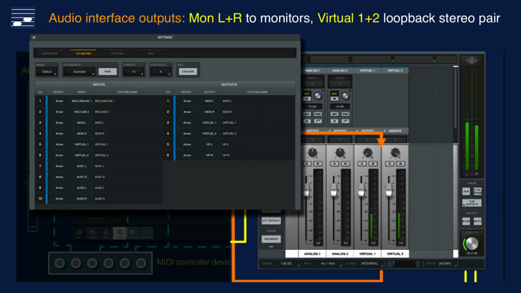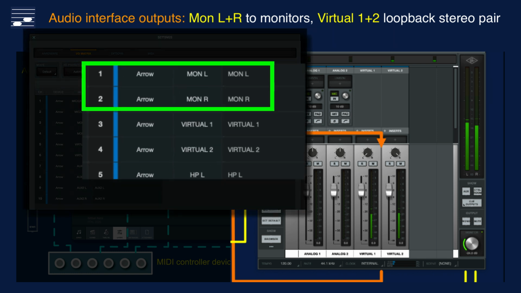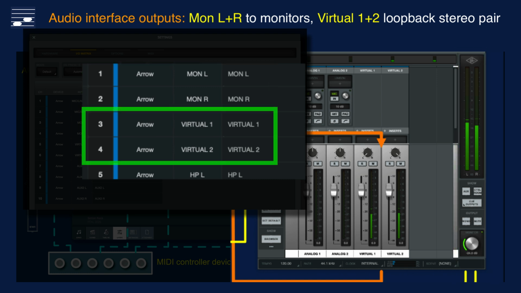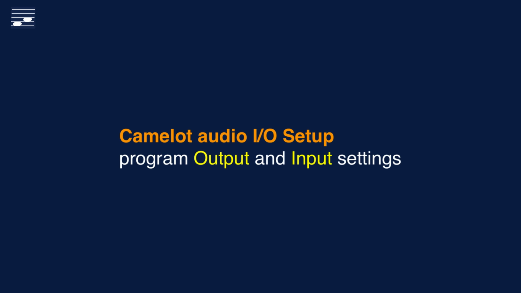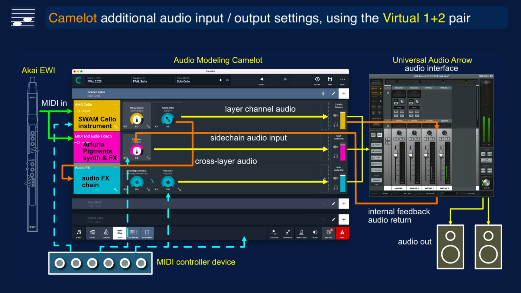On the left, inspect the input-output matrix. The 6 outputs include the top 2, monitor left and right, that feed the monitor speakers. Relevant for the Sidechain setup is the next pair, called Virtual 1 and 2, that provide a direct loopback stereo pair to be used in Camelot. The audio interface channel naming returns in the Audio I/O setup in Camelot.